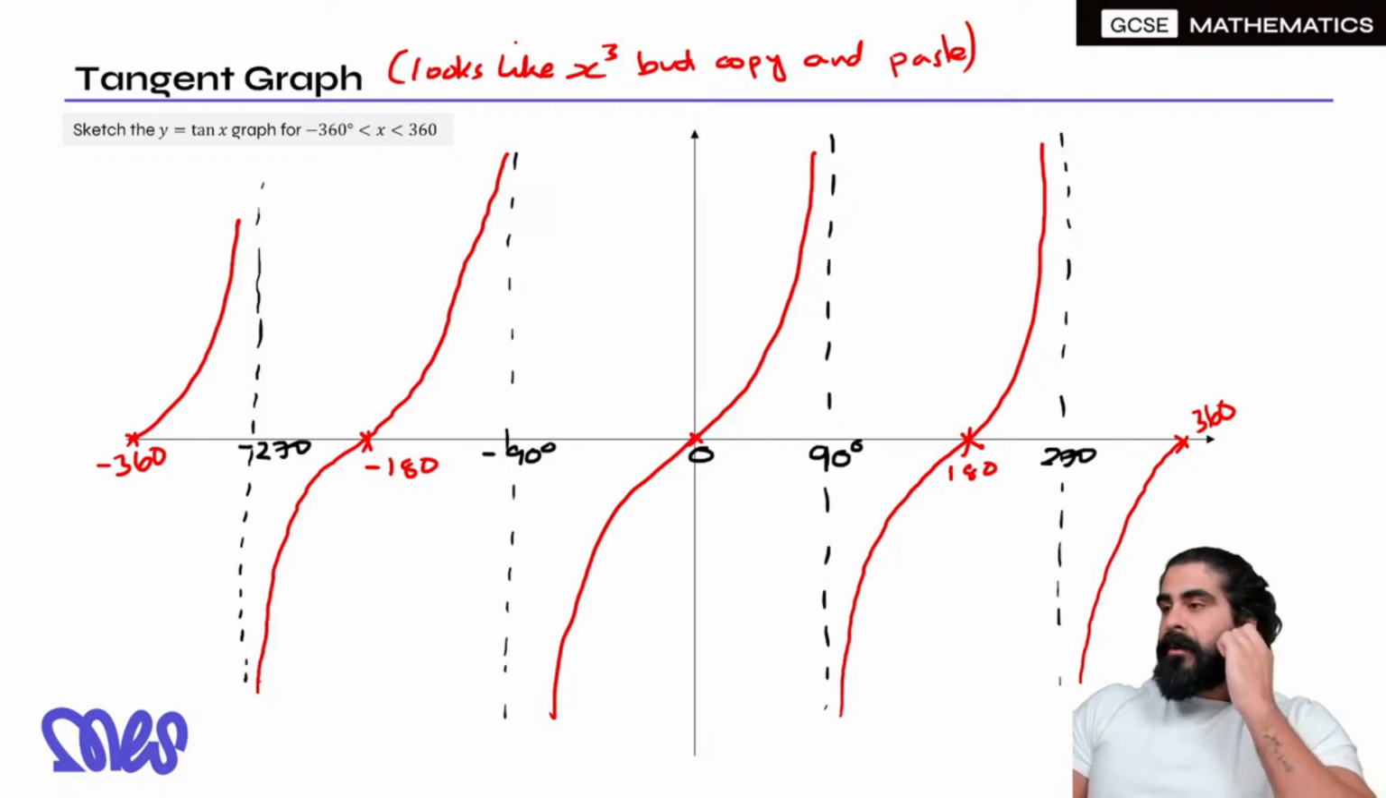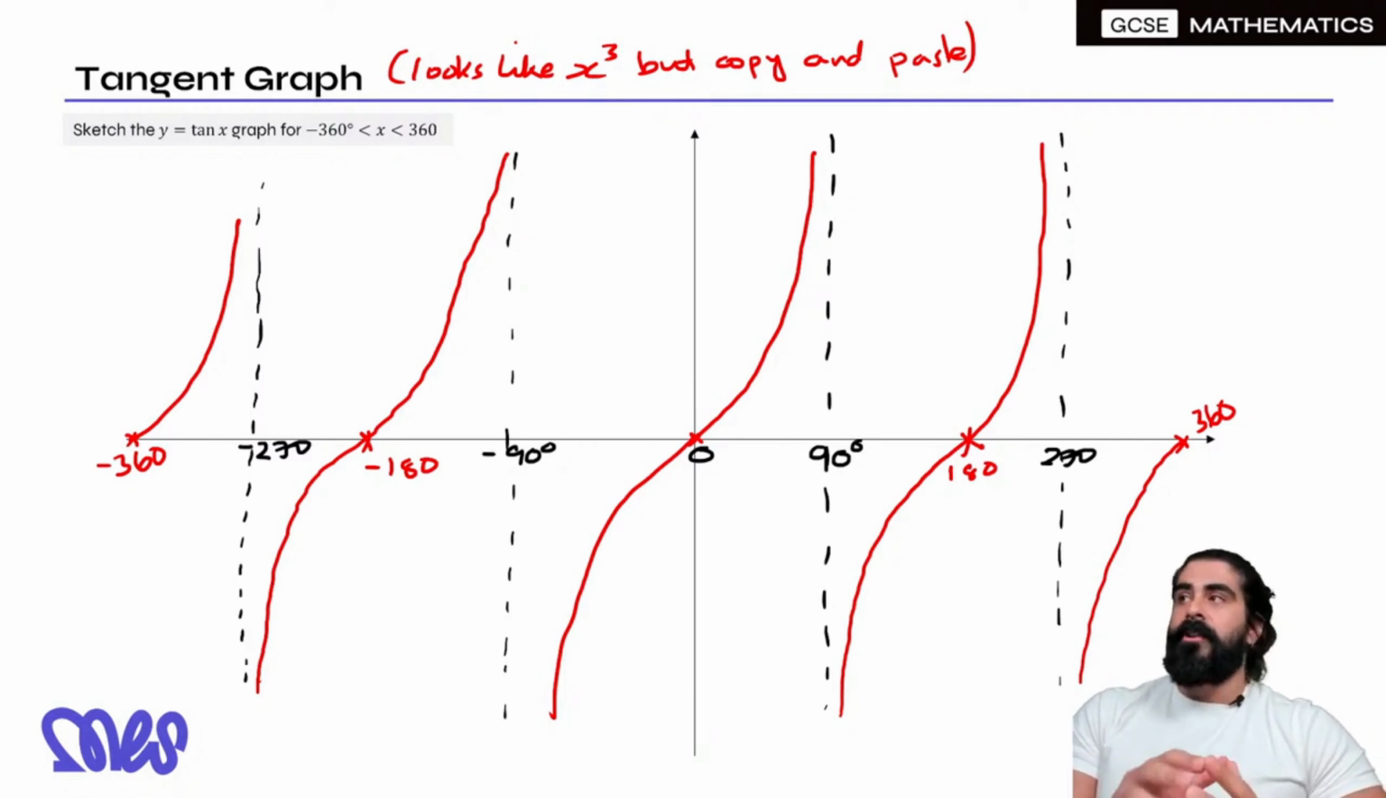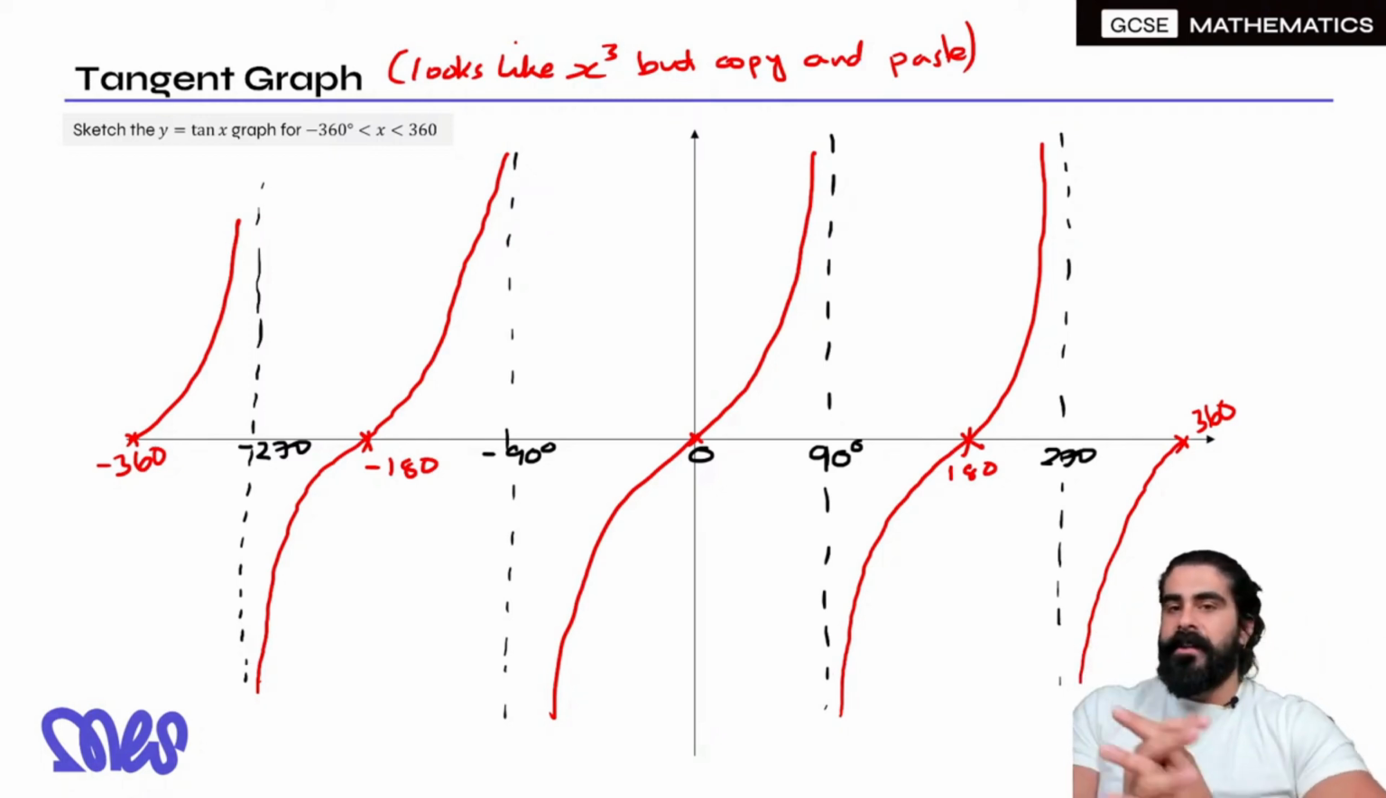It's really easy to remember, guys. People struggle to remember the tan graph, but it is really easy. Just remember, it looks like x cubed. Copy and paste it on every side. And then just remember, something happens every 90 degrees.